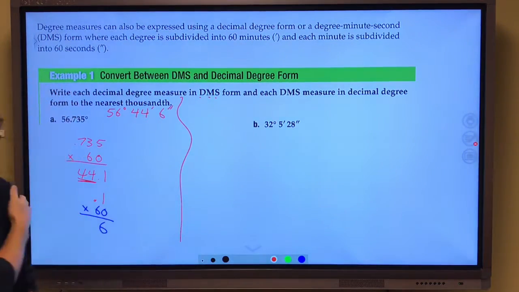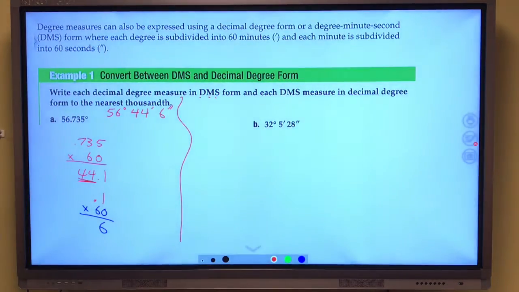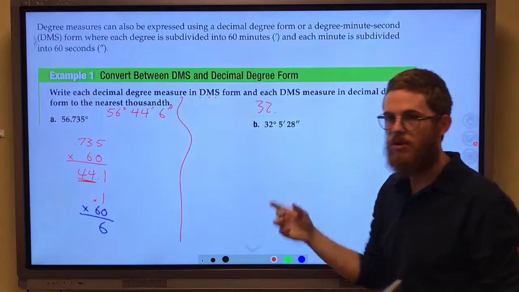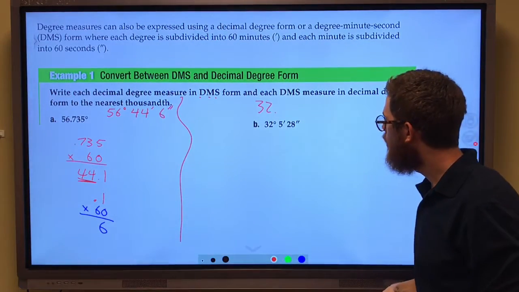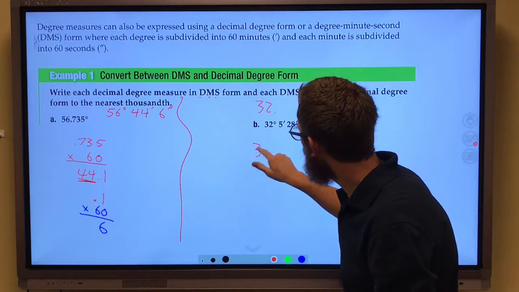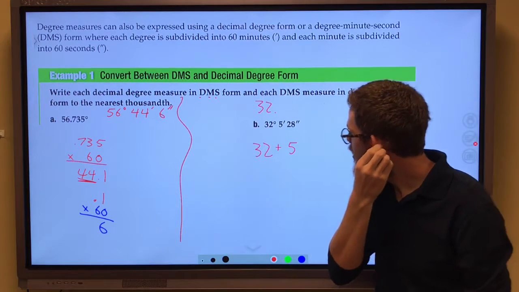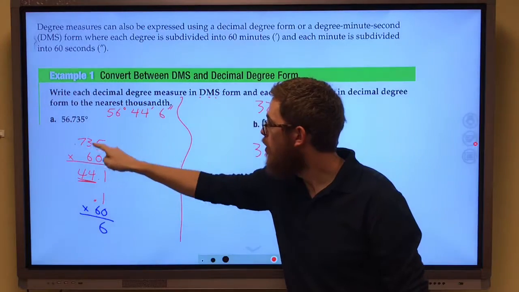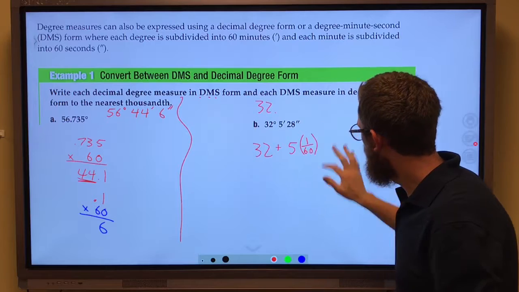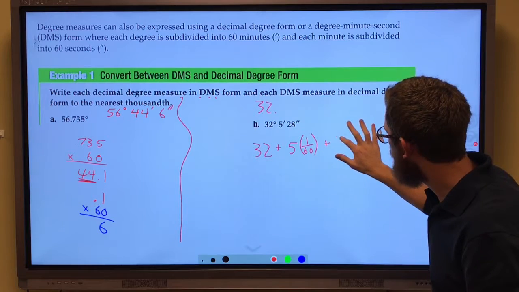Well, we want to do the opposite thing here. We want to take this degrees, minutes, seconds answer and put it back in degrees. Well, we know it's going to be 32 point something, okay, based on the fact that we have 32 right there. But then we can set this up as kind of one nice little problem. It's going to be 32 plus 5. Think about how we got that number of minutes over here. We multiplied times 60. So I'm going to undo that by multiplying times 1/60th. And then I'm going to add to this.